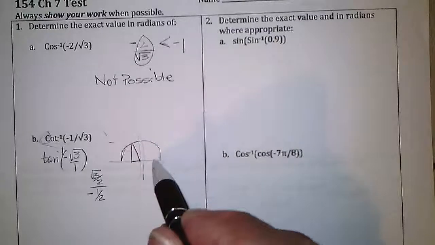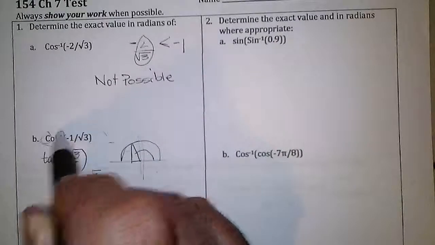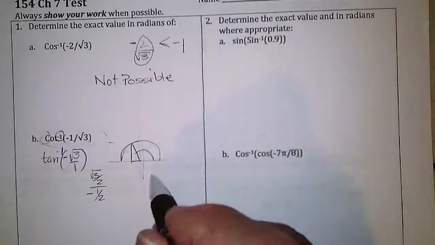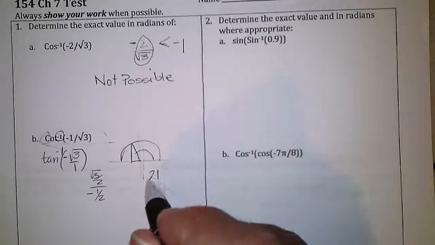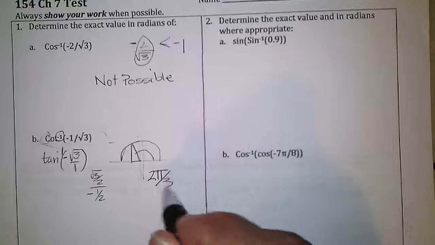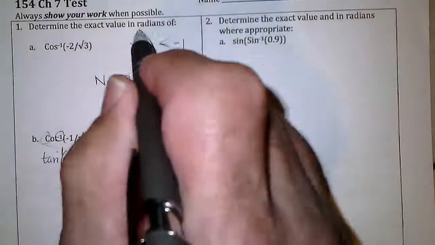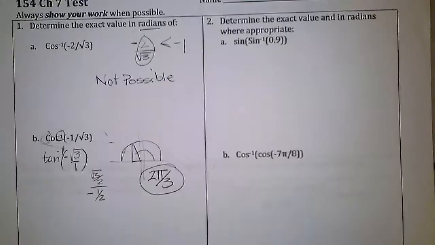And that angle, because it's asking for the angle where the cotangent is at, would be at 2 pi over 3, 120 degrees or 2 pi over 3 radians. And I asked for everything in radians.